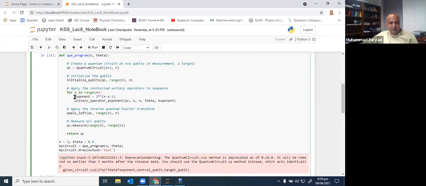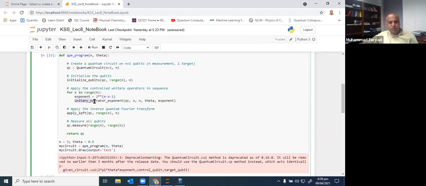So you see, for x in range n, range n means I go from 0 to n minus 1. And I'm defining this exponent as 2 power in Python. Remember, power is defined by double star, 2 power n minus x minus 1. So for x equal to 0, this power would be n minus 1, which is the first power that we need. And similarly for x equal to 1, this power would be n minus 2 and so on.